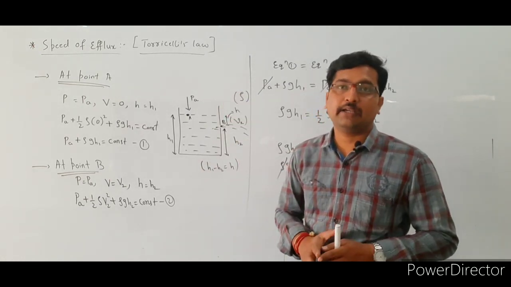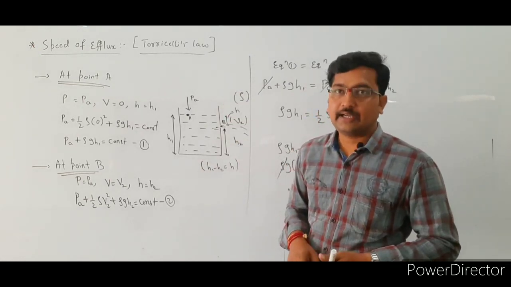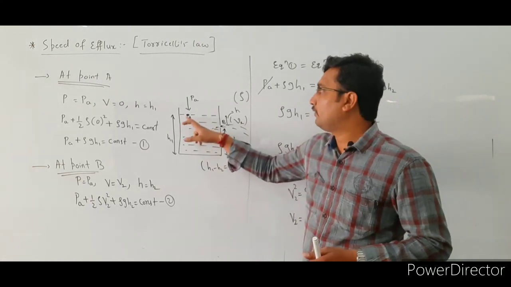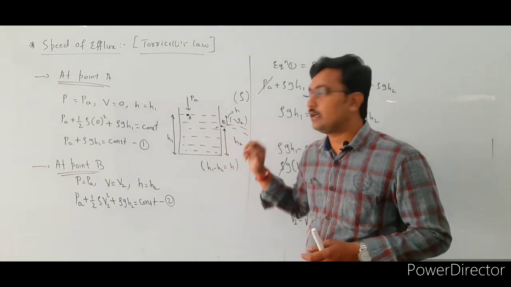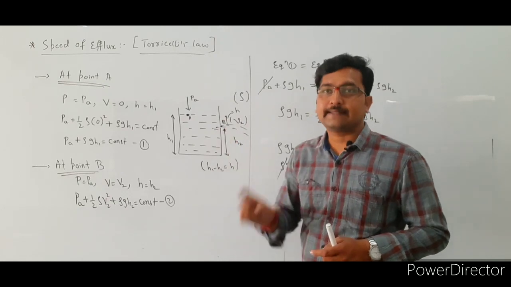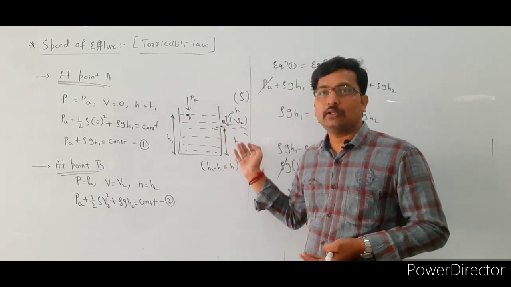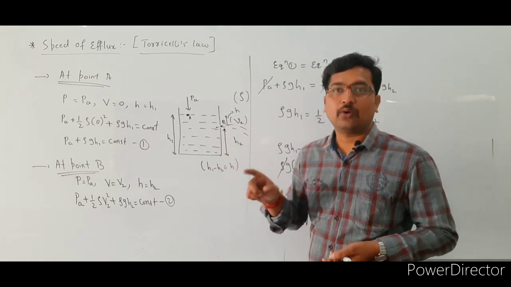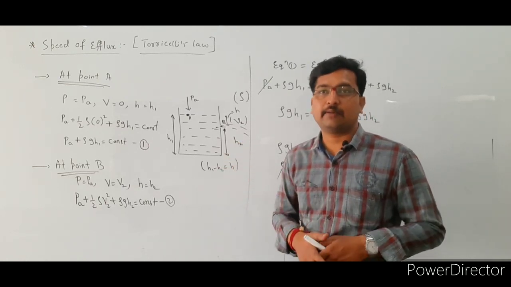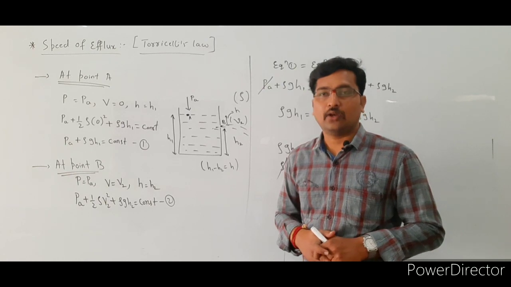So what is the statement here? It states that if the difference in the level of a liquid from the upper surface of a tank up to the hole is h, then the liquid emerges from the hole with a speed of under root of 2gh. So this is the statement of Torricelli's law.